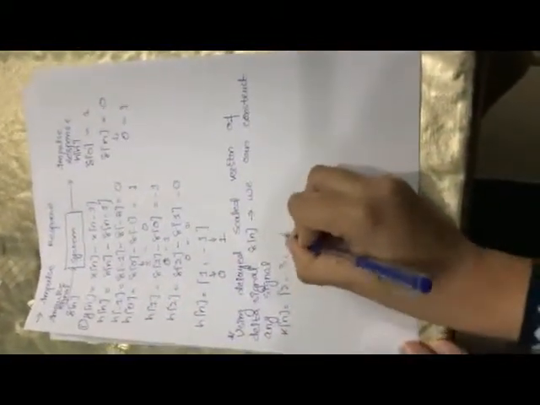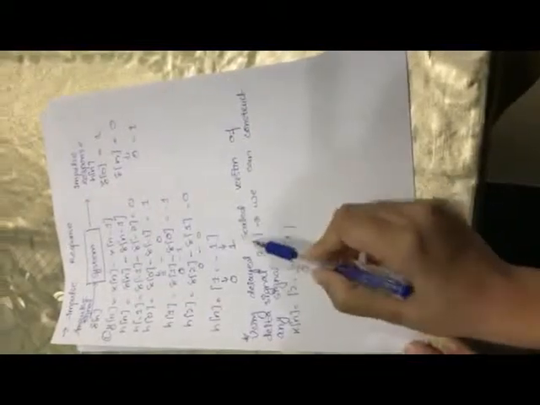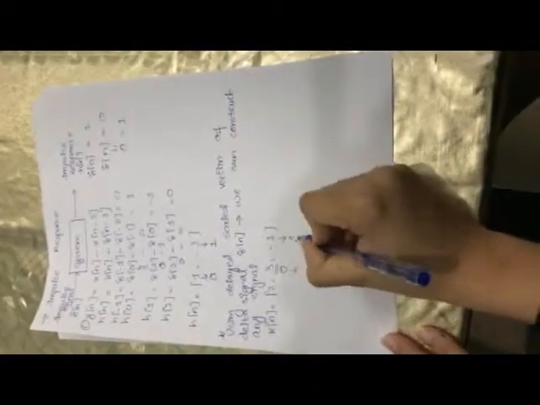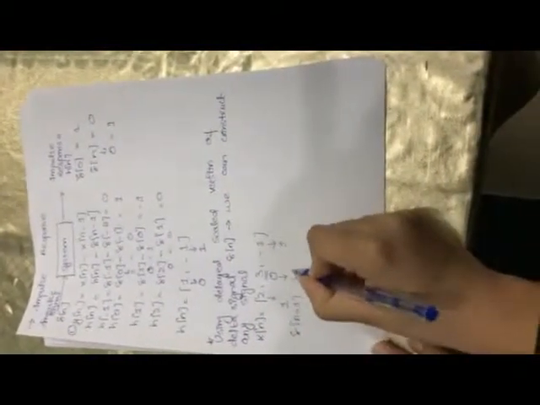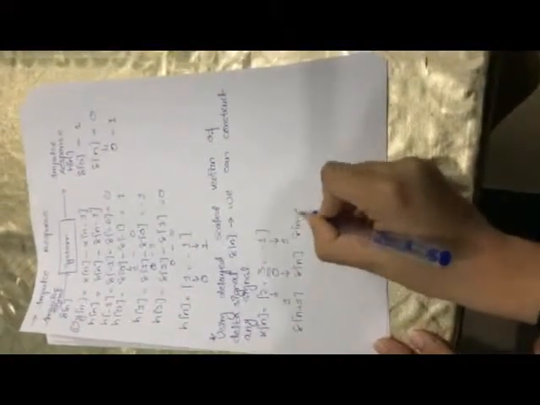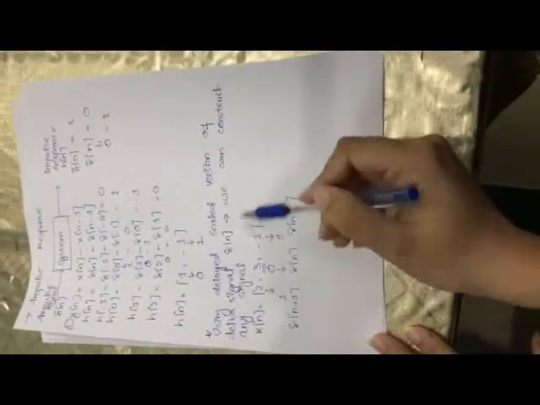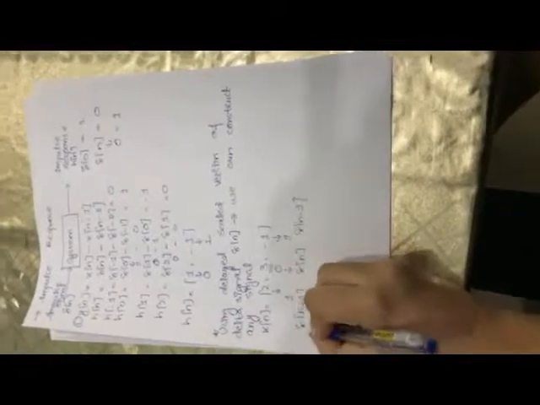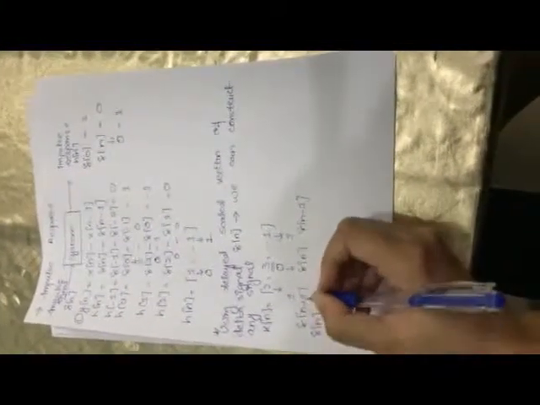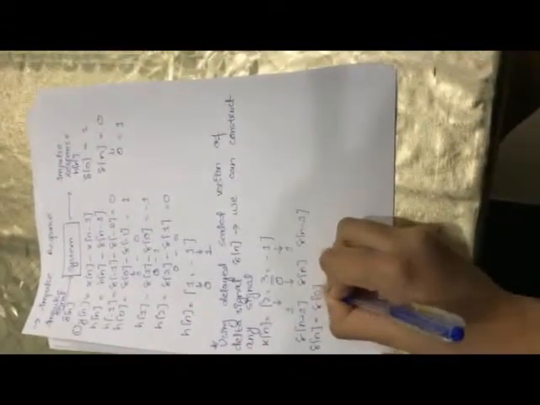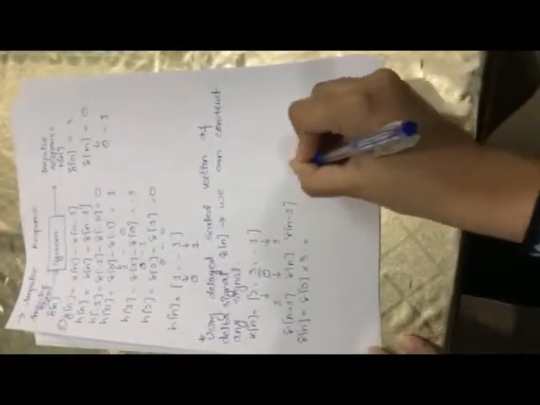If x of n is 2, 3, minus 1, where 3 is at the 0th index, how can we construct this signal using an impulse signal? This is at minus 1, 0 and 1, so these are delta of n plus 1, delta of n and delta of n minus 1, shifted, or we can say delayed, versions of delta. Delta of n is at 0, multiplied by 3. We will get 3 amplitude at 0.